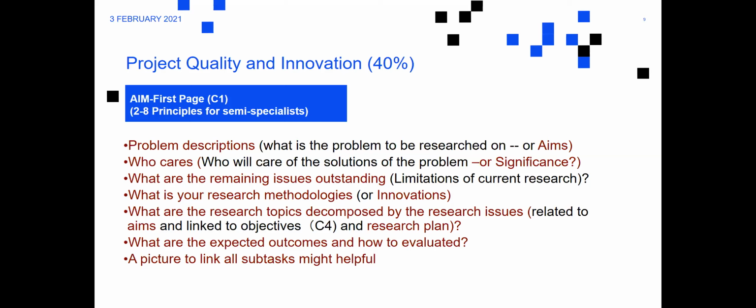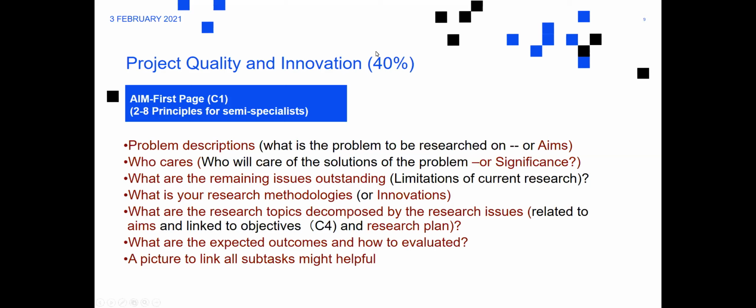When you write innovation, they will care whether you have a new methodology. After you write this part, you need to write some research topics. Because your aim is general, but how can you solve it? Normally you need to decompose it into 3 or 4 tasks. Some people decompose too many. For example, I heard some people decompose into 14 tasks. That's too detailed. If you have 14 tasks, it's better to combine them into 3 or 4. Then each task has 2 or 3 or 4 subtasks.